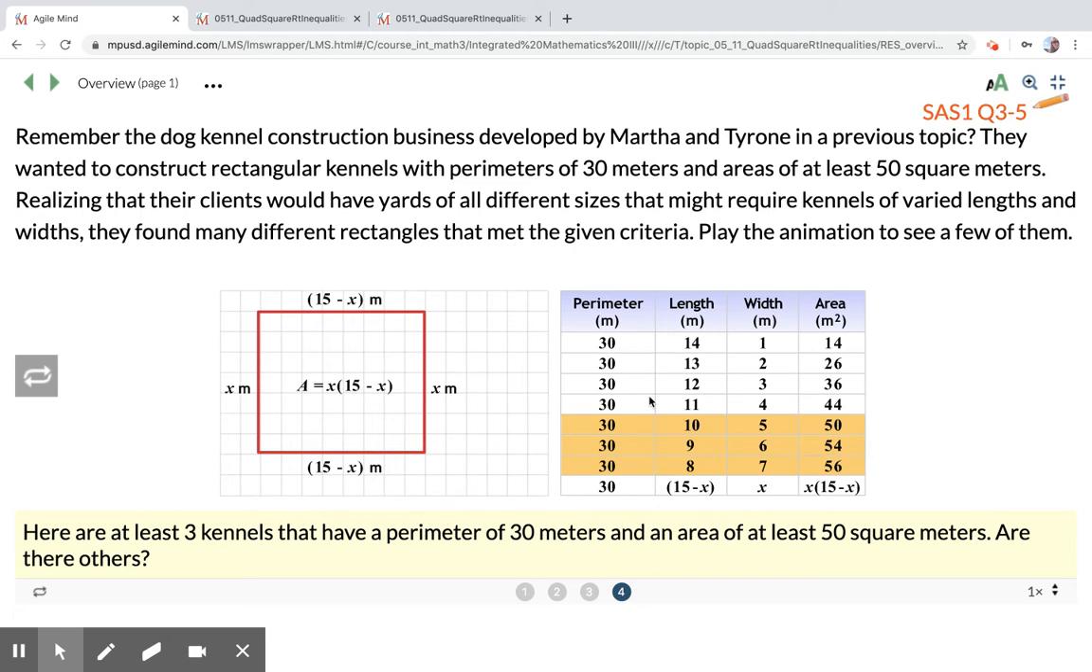I don't know about you guys, but I was realizing there are numbers in between these that would work as well. I could have a kennel with a length of 9.5 and a width of 5.5. If I added those together, I would definitely be at 30. And if I multiplied them, I would be over 50. And that's just one example. There's tons of them. Once you start thinking in terms of decimals and fractions, there's so many. I don't think there's only a set number of answers. I think there's a lot of them.